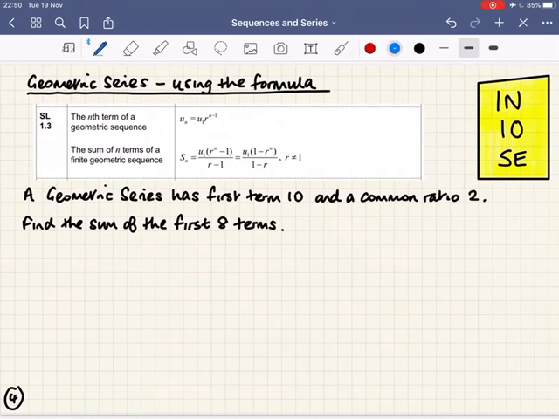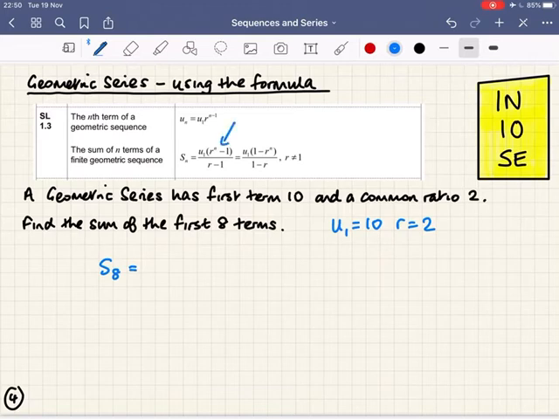Let's look at another question. A geometric series has first term 10. Let's write that down. U1 equals 10. Common ratio equals 2. Find the sum of the first 8 terms. So again, I don't need to know the formula for the nth term. I've got everything I need to work this out. S of 8. Let's just plug these into the right formula.